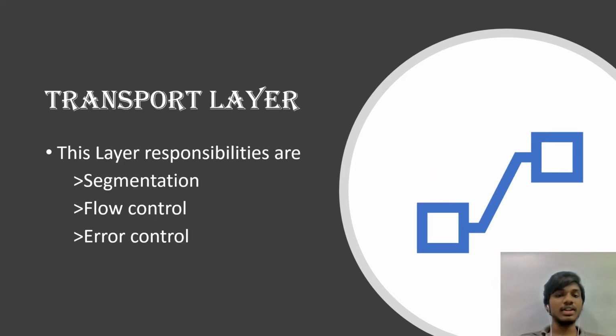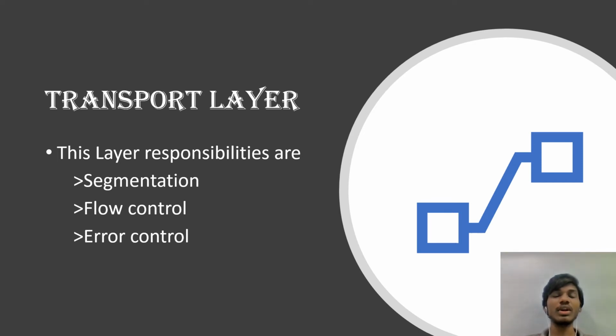Transport layer. This layer's responsibilities are segmentation, flow control, error control. Segmentation means the data which is received from the session layer is divided into segments. Each segment contains a source and destination port number and a sequence number. Port number helps to direct the segments to correct application, whereas sequence number is used to form exact data.